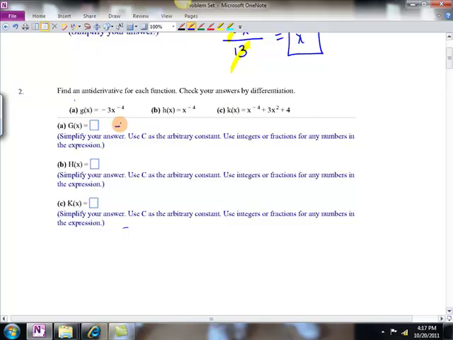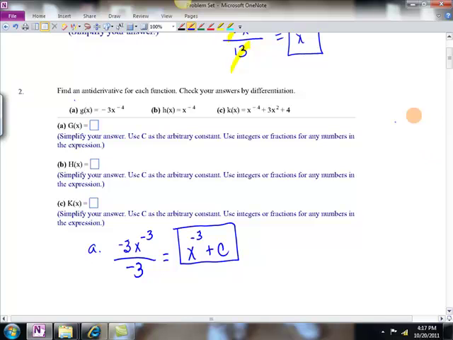Let's do negative 3x to the, I need a little bit more room than right there. So, a part, negative 3x to the, now when you add 1 to a negative 4, you get negative 3. I'm writing the same thing. You get negative 3 over negative 3. You're going to reduce that, and you get x to the negative 3 plus c. If you don't put the c on there, they're going to count it wrong.